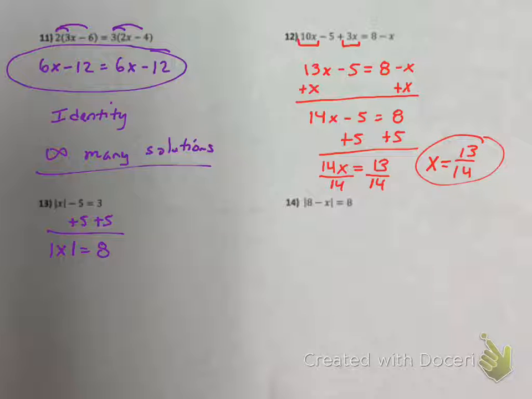And now that I have the absolute value isolated, I can break this apart. I'll get x equals positive 8 and x equals negative 8. Since there's nothing else for me to do, these are my answers.